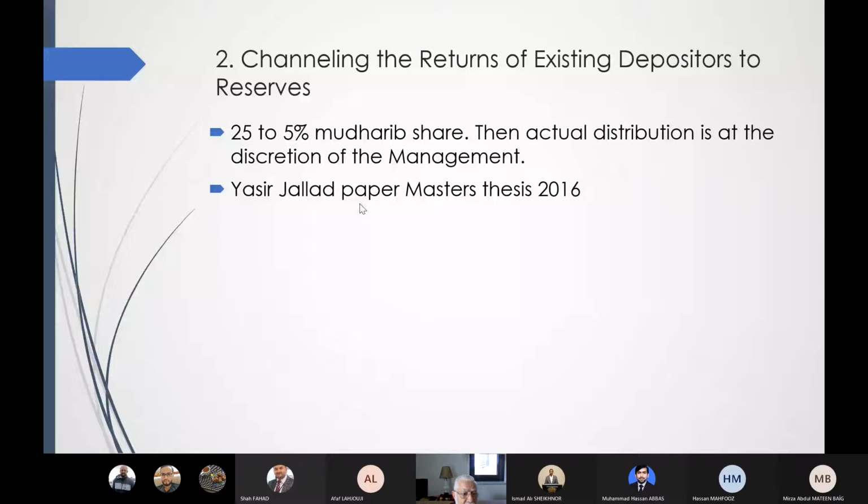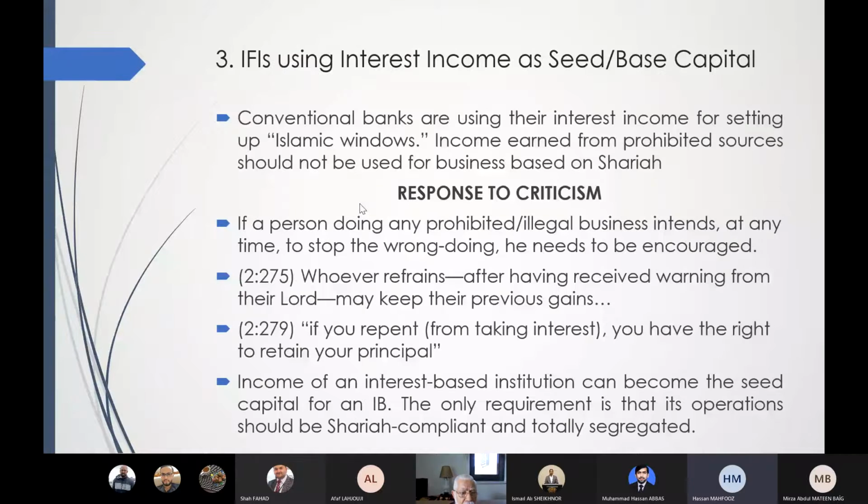Now, the next point. Yeah. So the next point is about the use of the income from the conventional banks to set up Islamic windows. Because the income is coming from prohibited sources, it is argued that this cannot be used for establishing Islamic windows because the income is haram income.